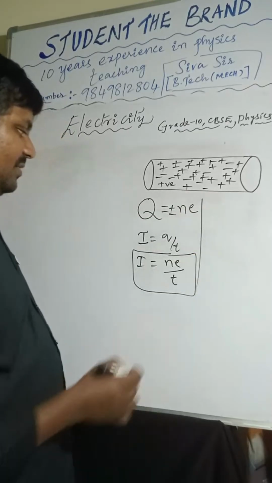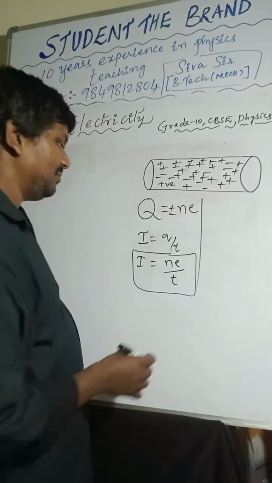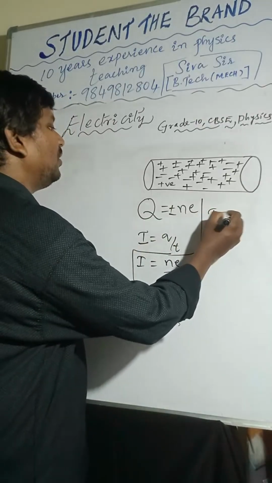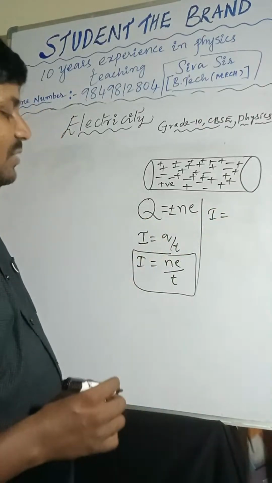Very good. Nice. Excellent. Marvelous. Mind blowing. So here you can see I equal to Ne by T.